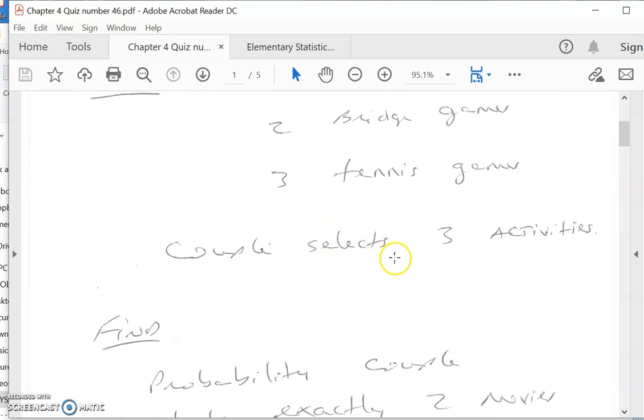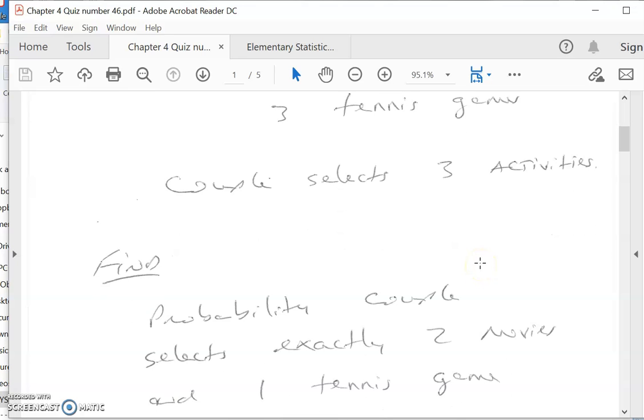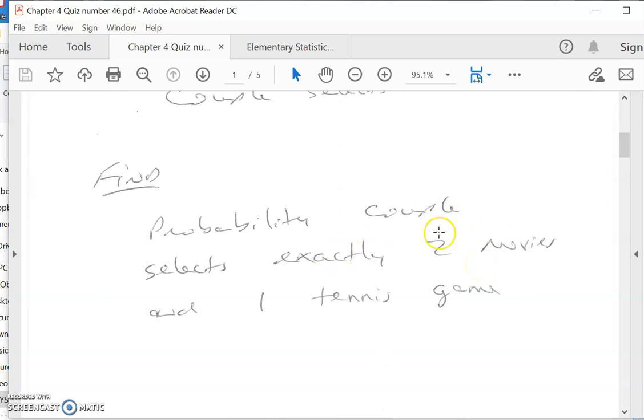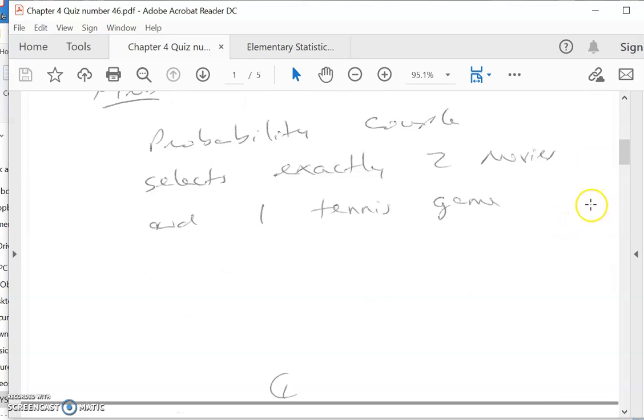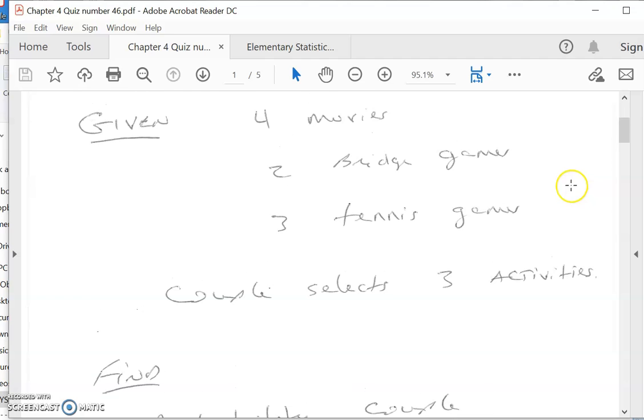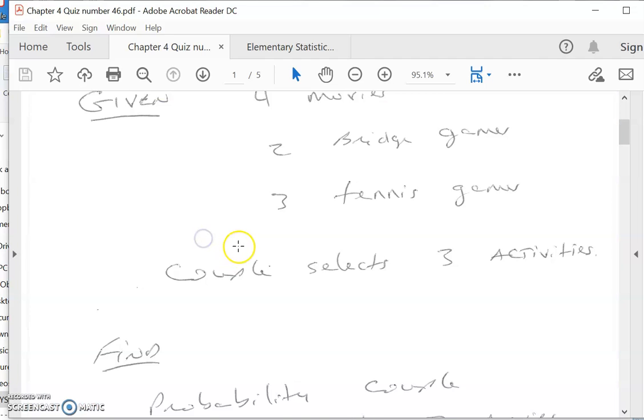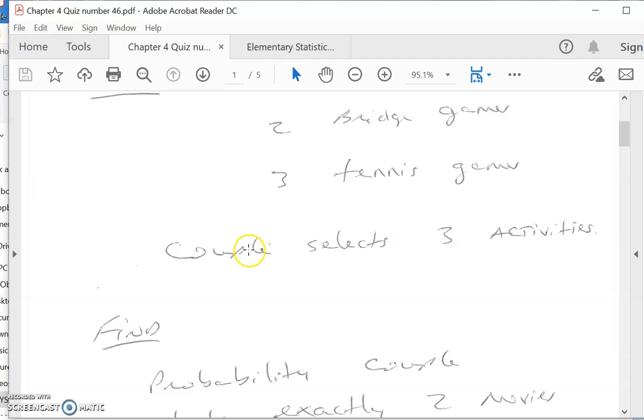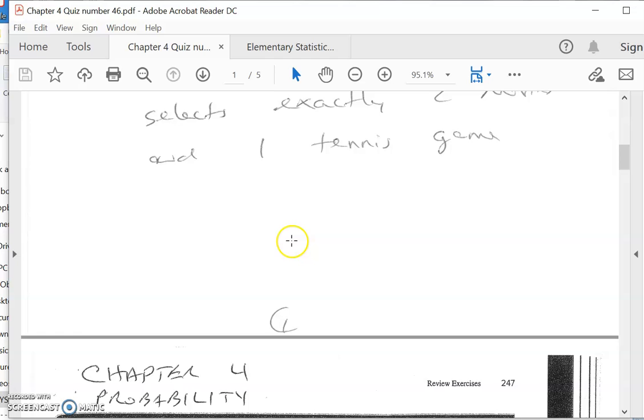The couple selects 3 activities, and we want to find out the probability that the couple selects exactly 2 movies and 1 tennis game. So out of these movies, we pick 2 of the movies, and out of these 3 tennis games, we pick 1 game, and we don't pick any bridge games. Obviously nobody cares about this exact problem, right? But it's a metaphor for other types of problems that would be a lot more interesting.